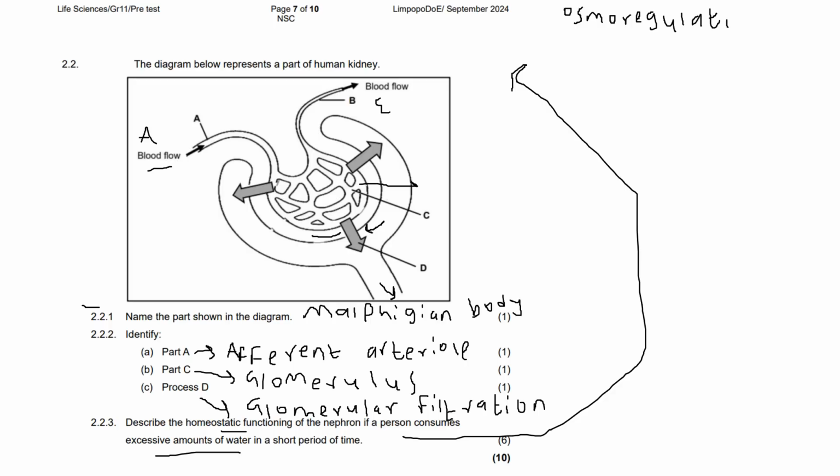Whenever you're controlling a water change in the body, we call that osmoregulation. Whenever there's too much water being consumed, we call that overhydration. But if I'm losing water, we'll call that dehydration. Here we have excess water, which is overhydration. That will be our second point. When I have overhydration in the body, meaning I've got too much water, that's called overhydration.